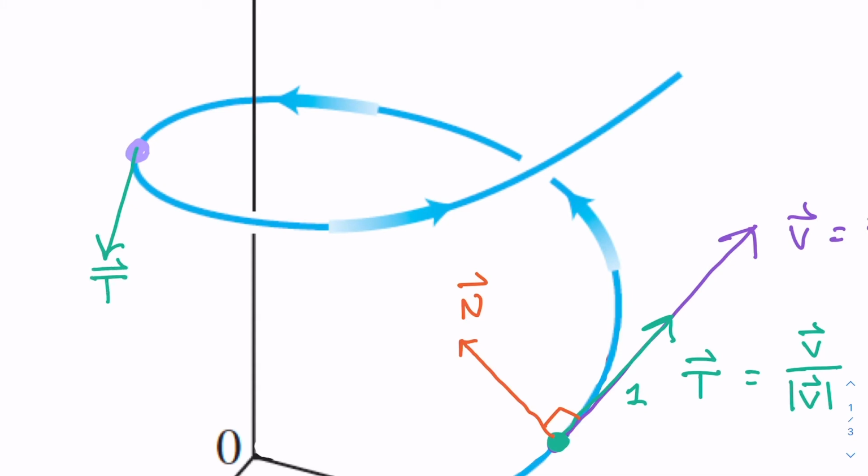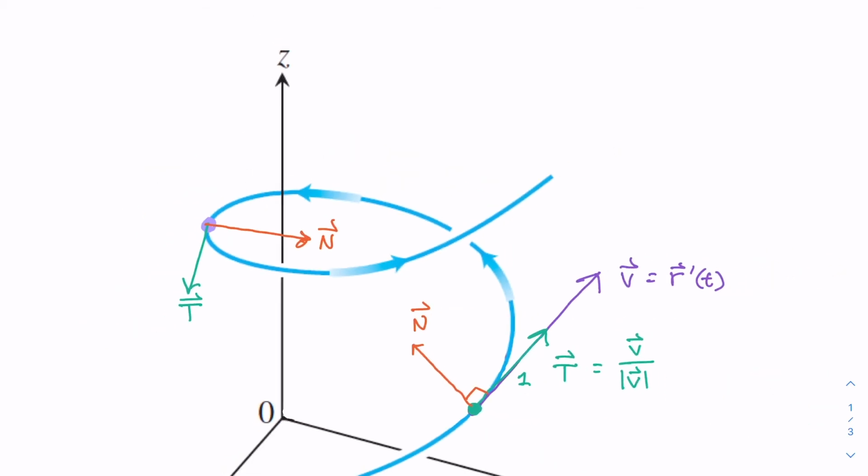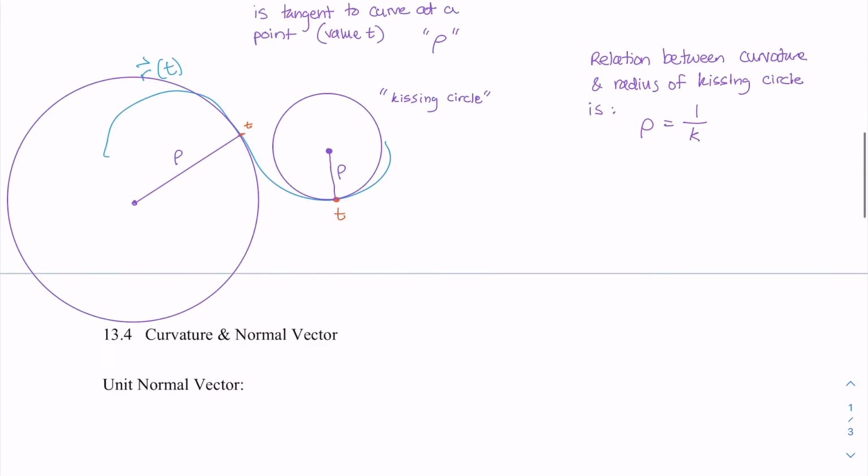And the unit normal vector is going to point in the direction it's turning, which in this case is to the right, coming towards us. So it'll look like that. And both of them are of length 1. So let me formalize some of this.